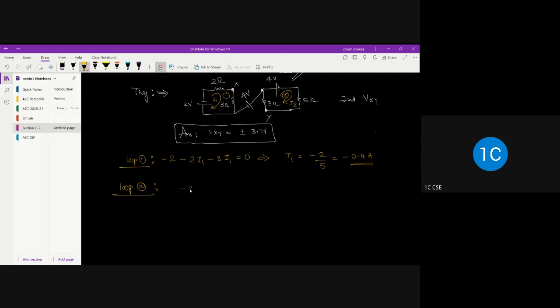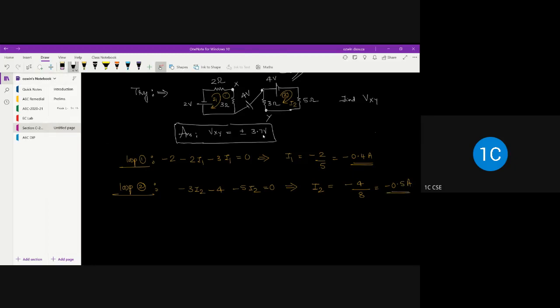Then you apply KVL in loop 2. So it's minus 3I2 minus 4 minus 5I2 is equal to 0. That implies I2 is equal to minus 4 by 5 plus 3 is 8, minus 4 by 8, that's negative 0.5 amperes.